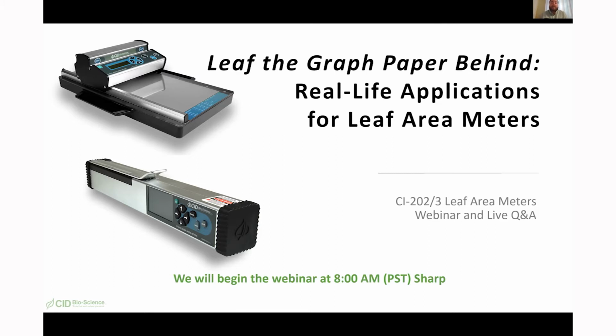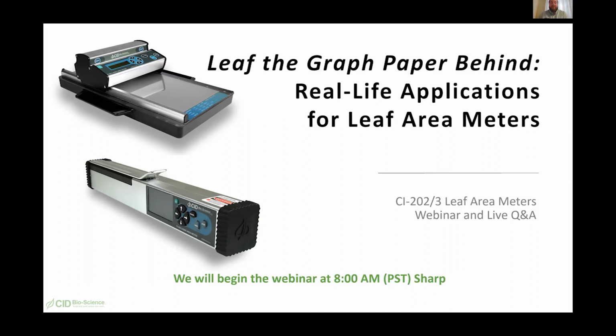The webinar's title is Leaf the Graph Paper Behind, Real-Life Applications for Leaf Area Meters. Today we're going to be talking about two of our offerings at CID Bioscience. The first is the CI202, and the other model is the CI203.